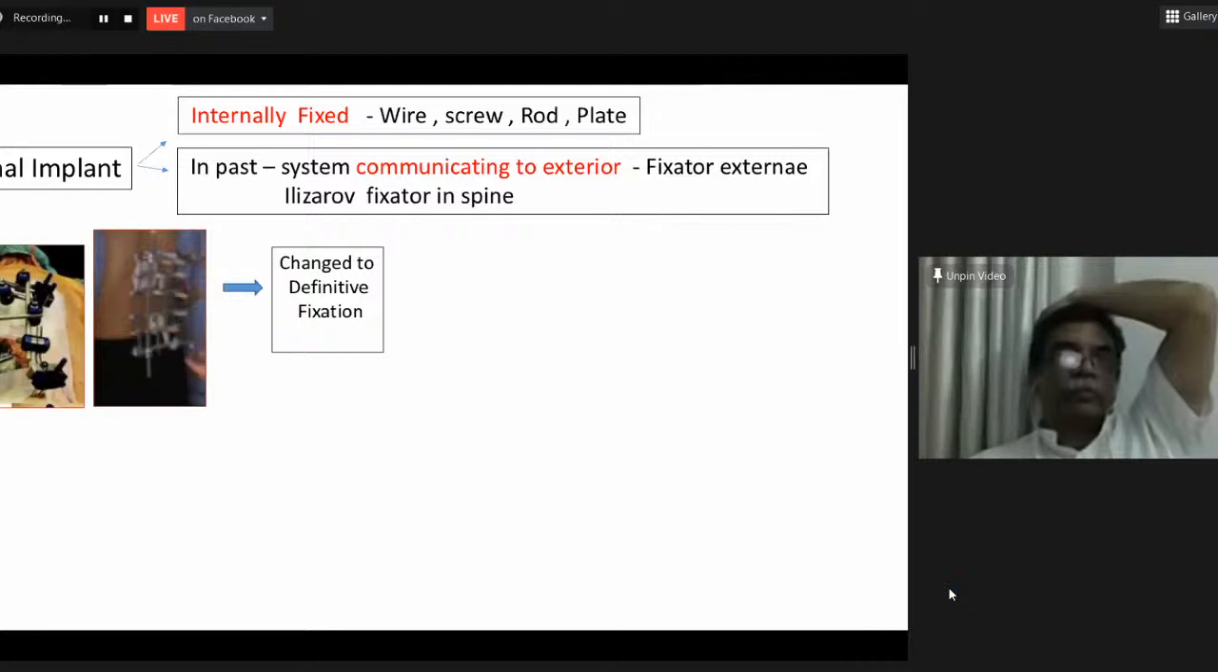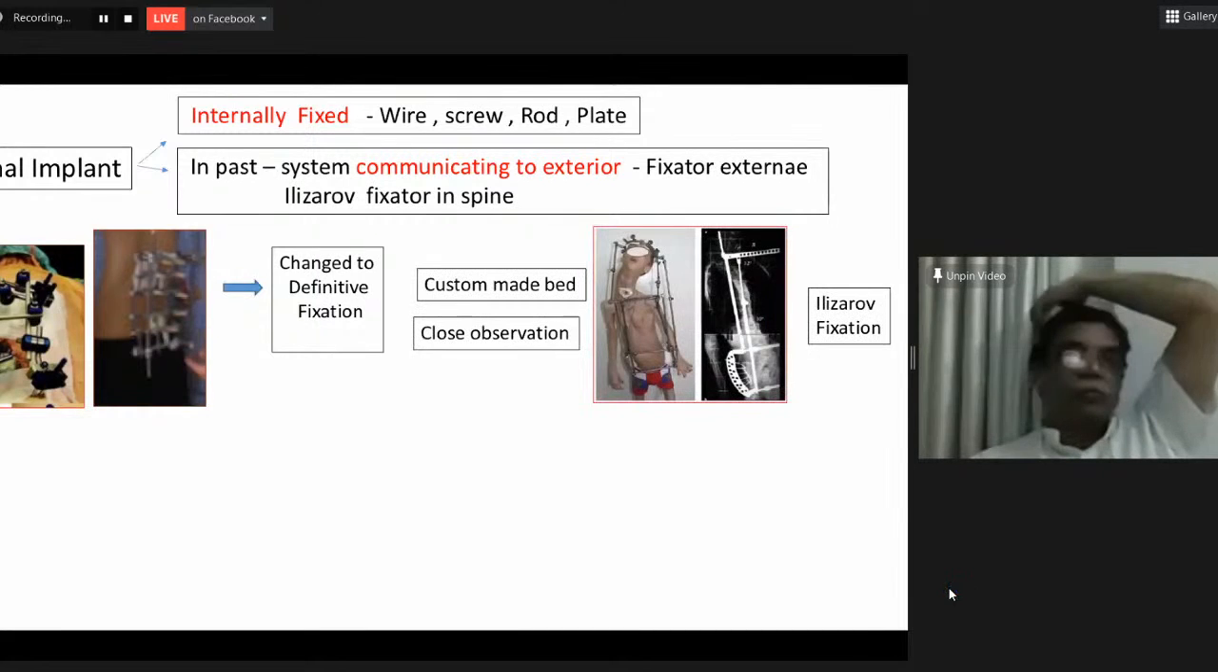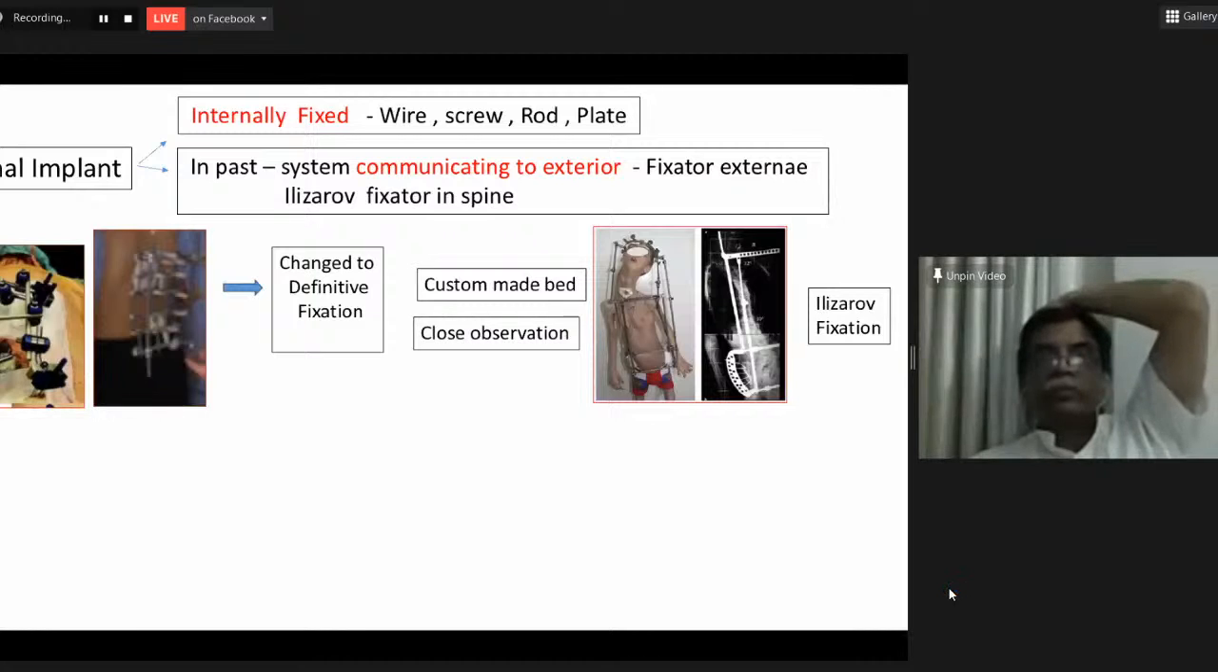And later on, if things are sorted out, it used to be changed into definitive fixation. This was an example of Ilizarov fixation. Dubousset had done a few cases, and for this he made some changes. He made a custom-made bed for the patient, and close observation was important.